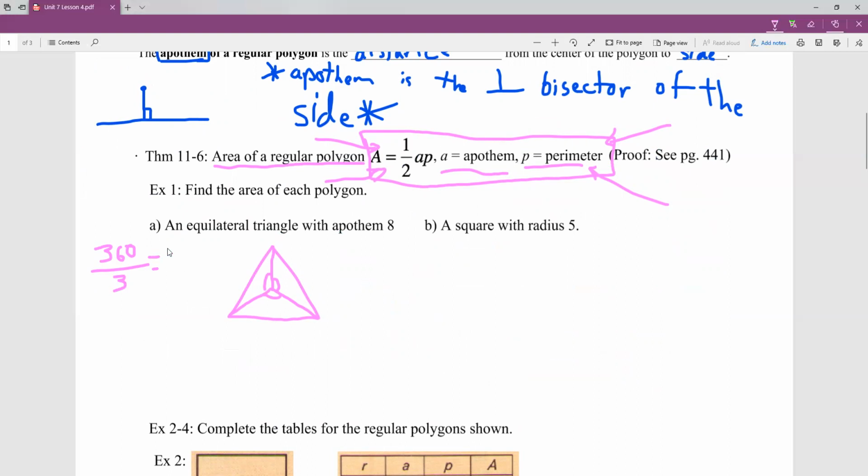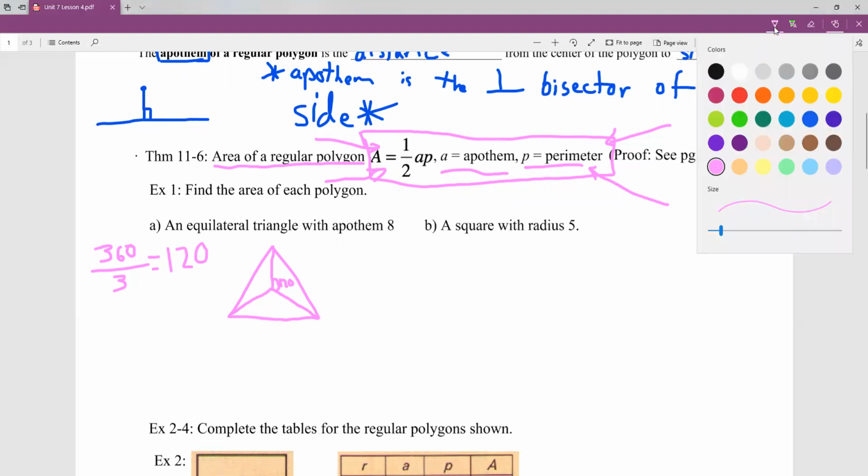So when you divide that out, you end up with 120 as your individual angle measure. So here, this angle measure is going to be 120. All right, this angle measure is 120. They're all 120. Cool. So these angles all are 120, which is good to know.